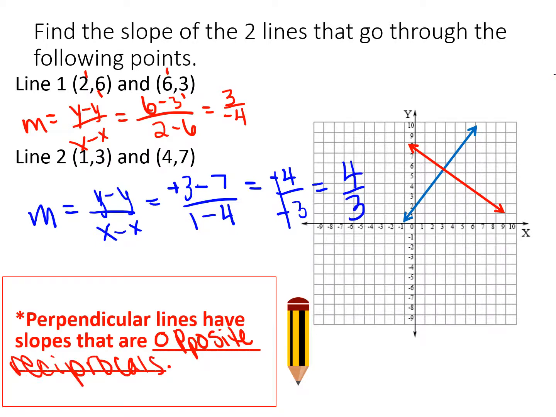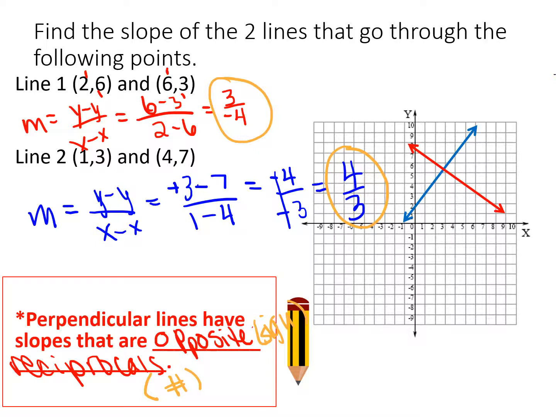Reciprocals. Okay? So when we say opposite reciprocals, when we say opposite, we're talking about the sign on the number. Is it positive or is it negative? And when we talk about reciprocals, we're talking about the number itself. So for the slopes of these two lines that we have graphed, we're talking about 3/4, 3 over negative 4 and 4 over 3. So they have opposite signs because this red line is negative and the blue line is positive, and then 3/4 and 4/3 are reciprocal numbers.